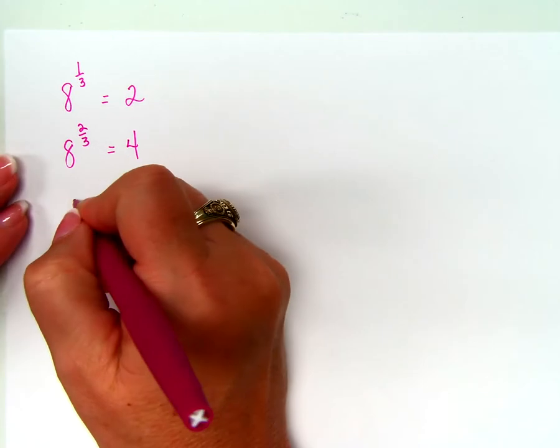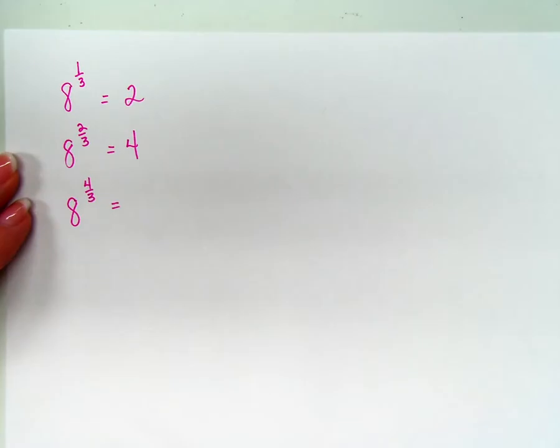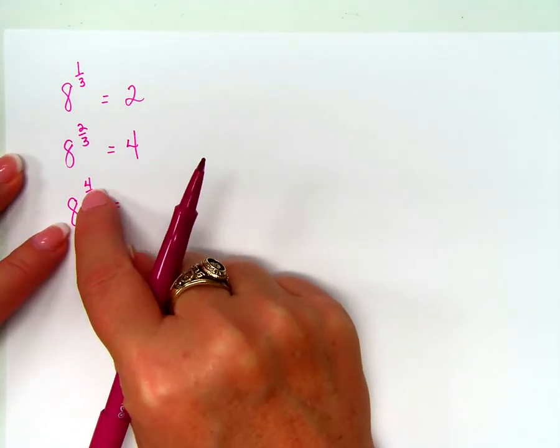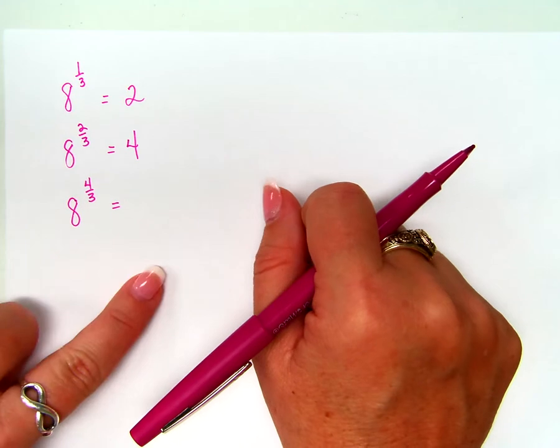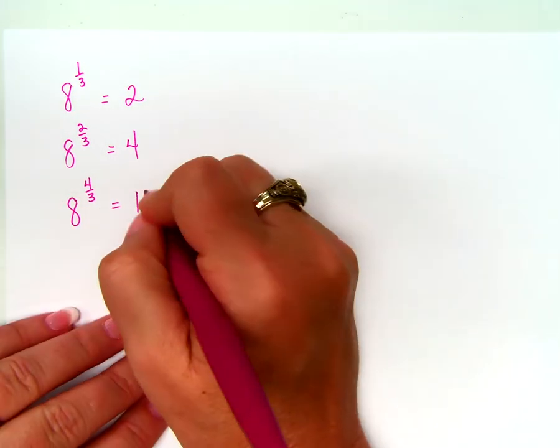Okay, so tell me what 8 to the 4/3 power is going to be then. Well, what's the cube root of 8? 2, and what's 2 to the 4th power? 2 times 2 times 2 times 2. 16.